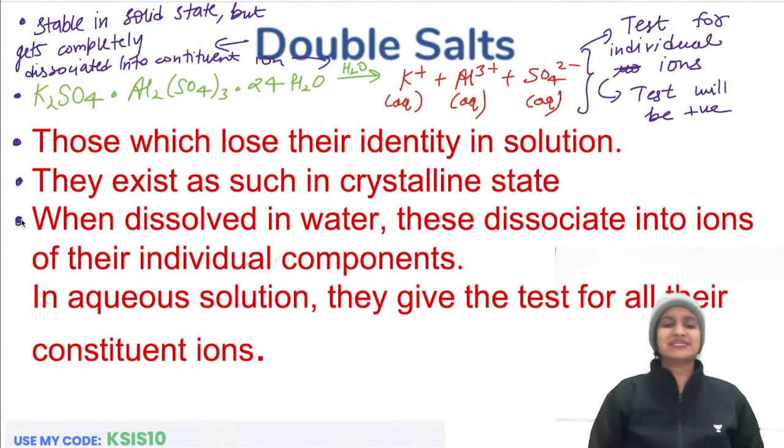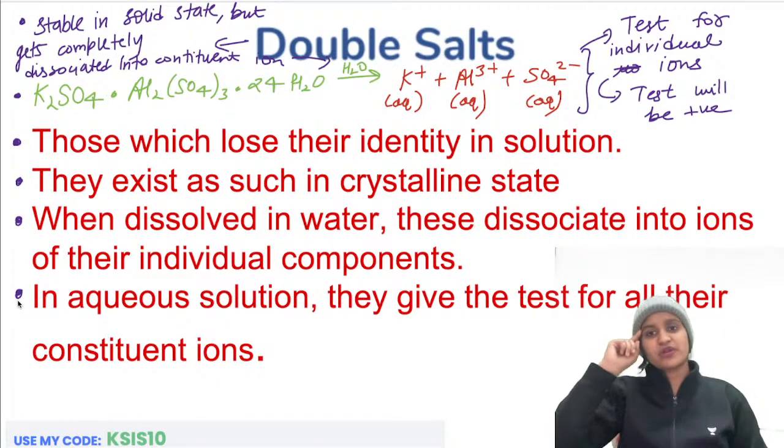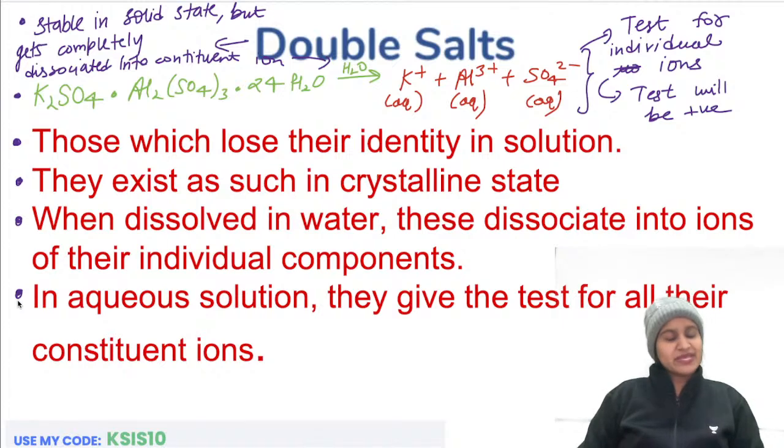So they will get completely dissociated into the individual components. As you can see, K positive idhar alag ho gaya, Al3 positive alag ho gaya, SO4 negative alag ho gaya. Alright, so when dissolved in water, these dissociate into ions of their individual components, and in the aqueous solution they give the test for all constituent ions. I told you na, if you test for individual ions, test will be positive. Okay, that is the case of double salts.